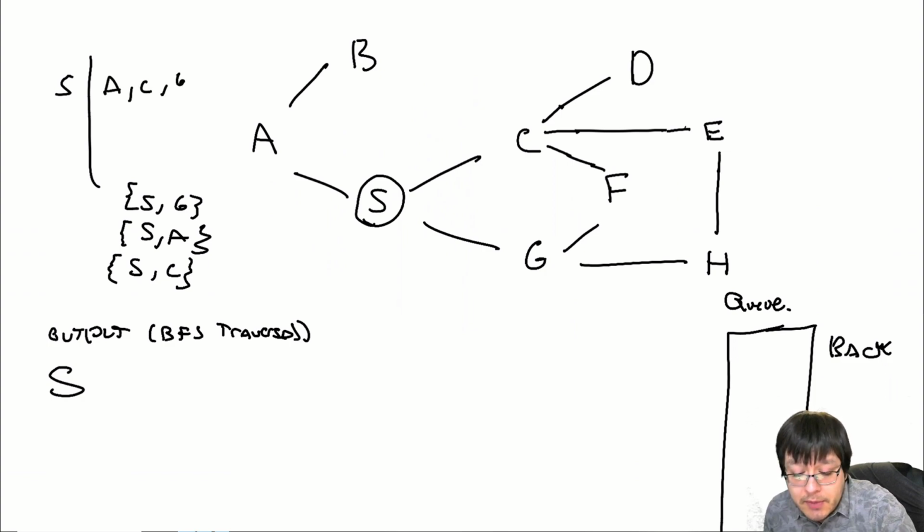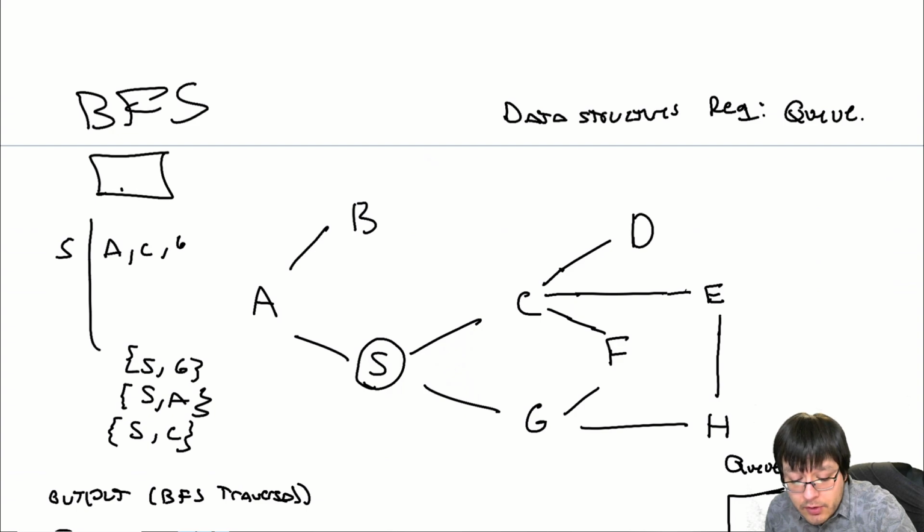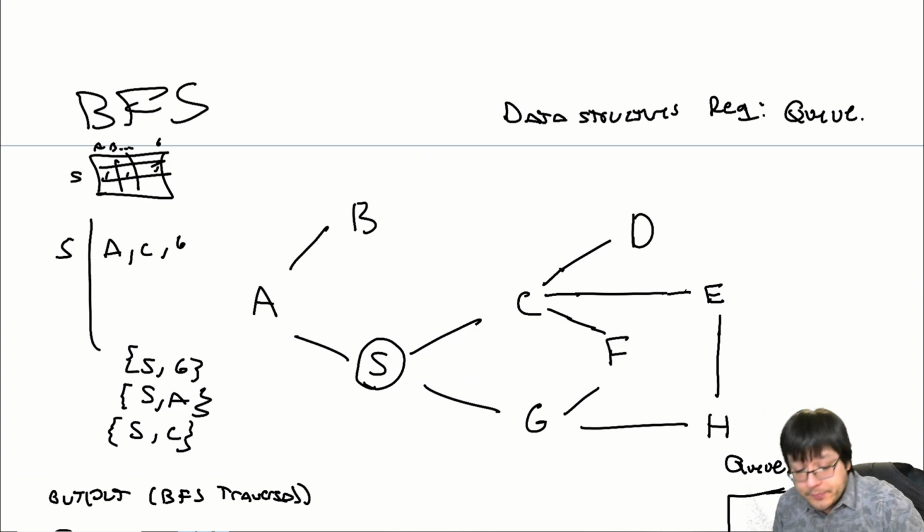If it was an adjacency matrix, like I said, it would be a 2D array. And somewhere there you have a column for S and you have A, B, all the way to G, and you'd have three entries somewhere in there, okay?